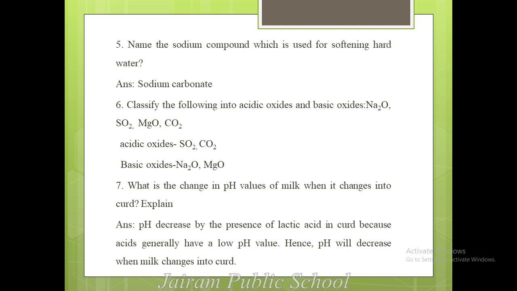And the next question, what is the change in pH value of milk when it changes into curd? Explain. Here is the answer: pH decreases due to the presence of lactic acid. You already know that curd contains lactic acid. So the pH decreases by the presence of lactic acid in curd because acids generally have low pH values. Hence the pH will decrease when milk changes into curd. That is the answer.